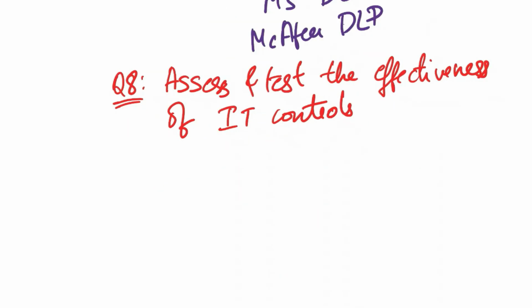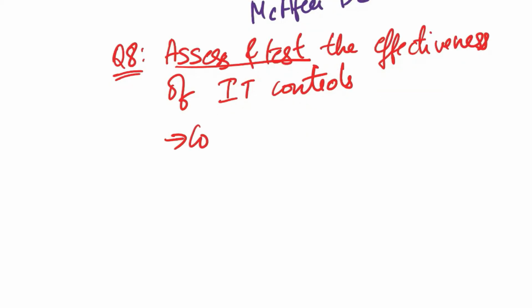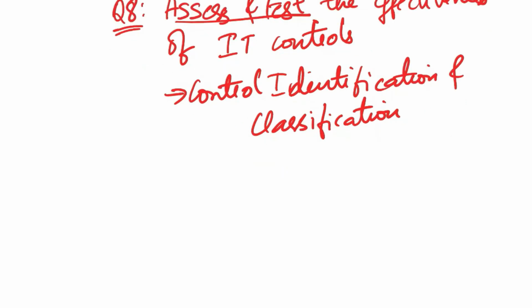Next question is, how do you assess and test the effectiveness of IT controls and what methodologies do you follow? First, control identification and classification. Begin by identifying and classifying IT controls, including access controls, change management controls, data security controls, and more. Assign control objectives and control owners, making it clear who is responsible for which control.